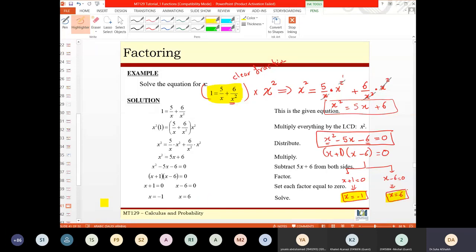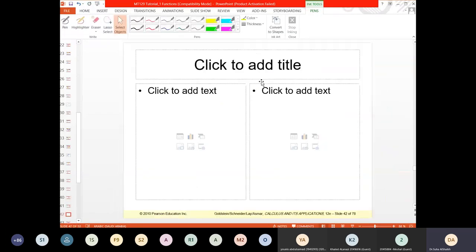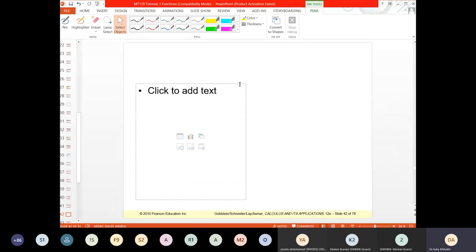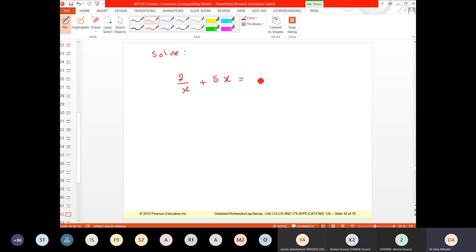So we always prefer to clear the fraction as much as I can. Let me give you one simple example. Solve the following: you have 2 over x plus 5x equal to 3. Yalla, what do you think? What should I do here?